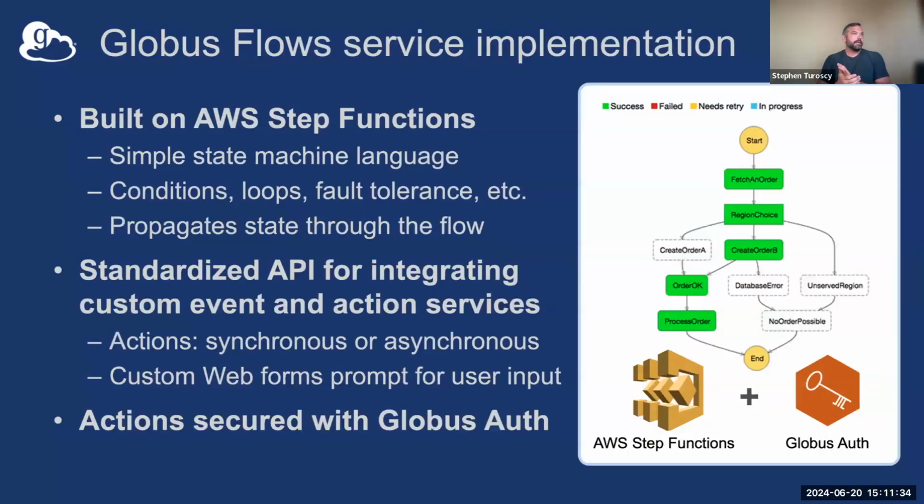Let's keep going here. A lot of our services are built on AWS. This one is as well. It's built on AWS Step Functions. So if you're familiar with Step Functions, it works very much the same way with a Globus layer in between. It's a simple state machine language, mostly logical conditionals and loops, and then they propagate state through the flow. So you can do something in one part of the flow, and you can propagate that to the next so that it realizes what each state is doing.